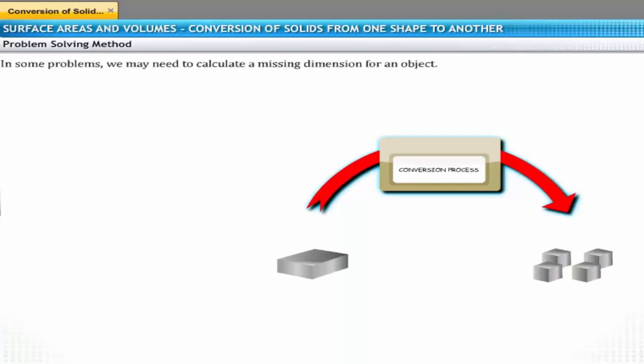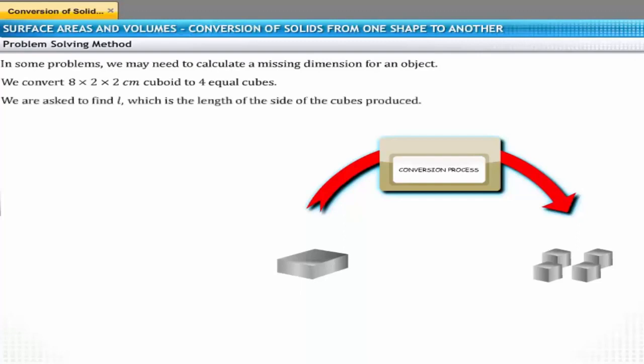For the example on the screen, we convert an 8 into 2 centimeter cuboid to 4 equal cubes. We are asked to find L, which is the length of the side of the cubes produced. We will equate the volumes to get 8 into 2 equals 4 into L cubed. We will then solve for L to get L equals 2.